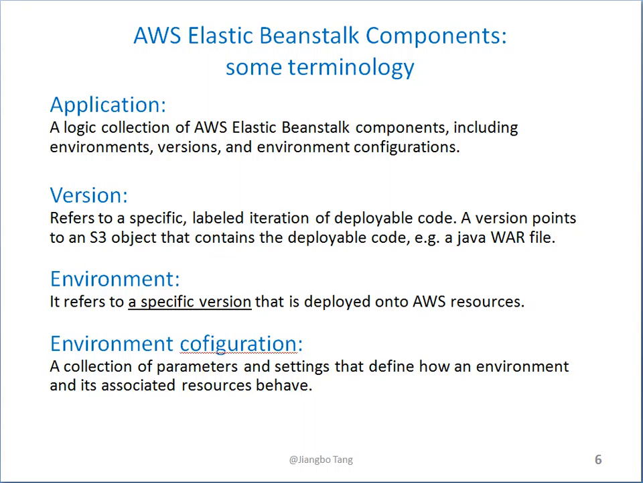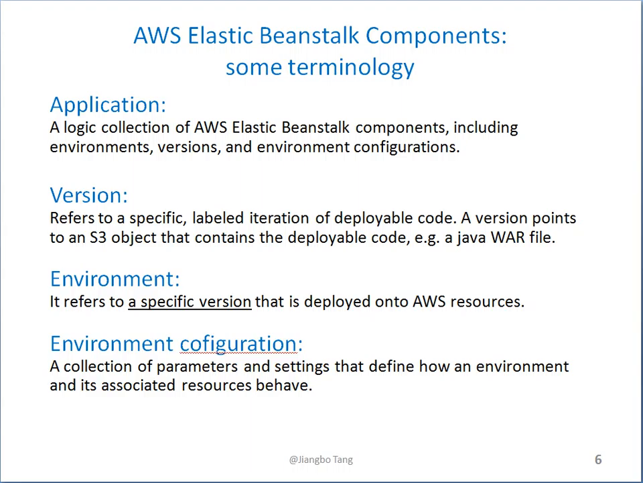Then the environment refers to a specific version that is deployed onto AWS resources. And remember, the version is deployable, but it hasn't been deployed by just being saved in S3, while the environment is a specific version that has been deployed. And an environment configuration is a collection of parameters and settings that define how an environment and its associated resources behave. This is required for you to take a version and turn it into an environment.